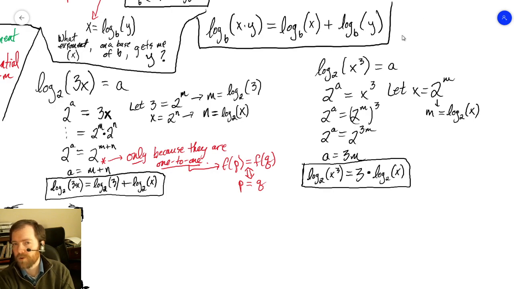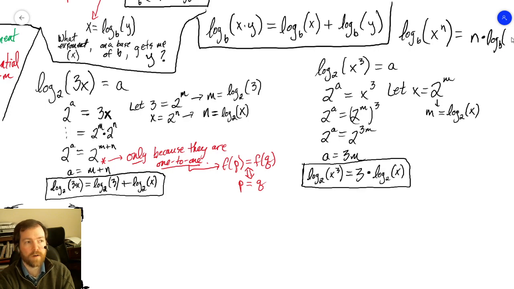And again, fundamental rule number 2: log base b of x to the n is going to be equal to n times log base b of x.